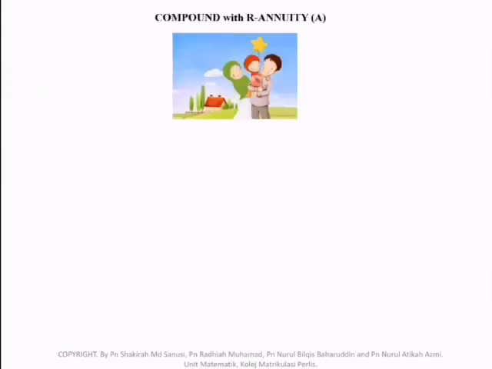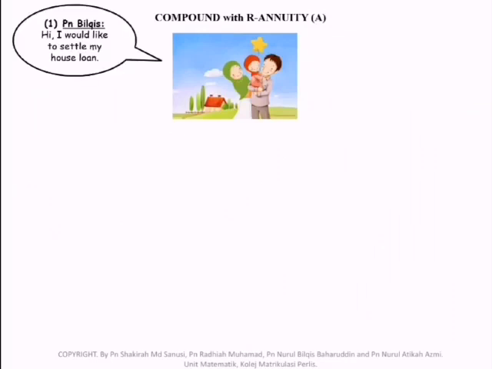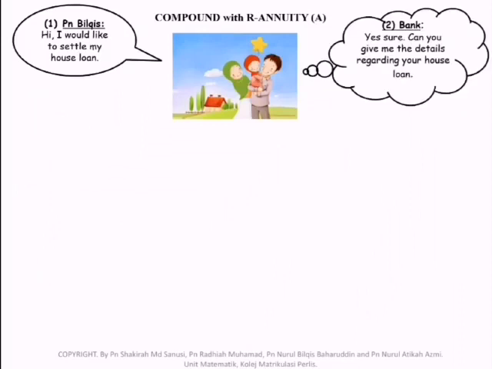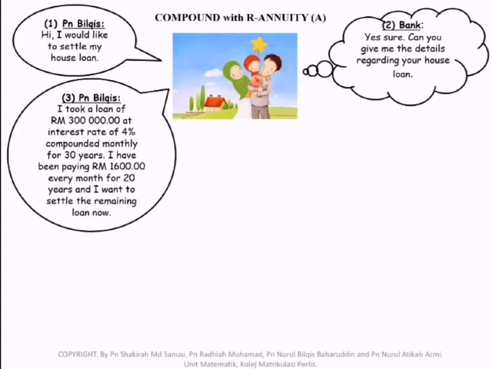This is situation for compound annuity A, house loan. Assalamualaikum, Miss. Waalaikumsalam. May I help you? Yes, I would like to settle my house loan. Yes, sure. Can you give me the details regarding your house loan, please? Okay, I took a loan of 300,000 ringgit at interest rate of 4% compounded monthly for 30 years. I have been paying 1,600 ringgit every month for 20 years. And now I want to settle the remaining loan.